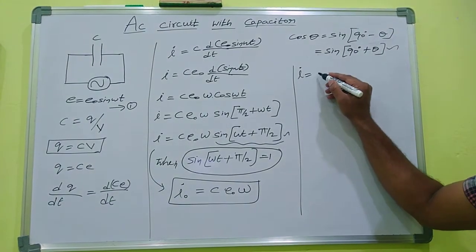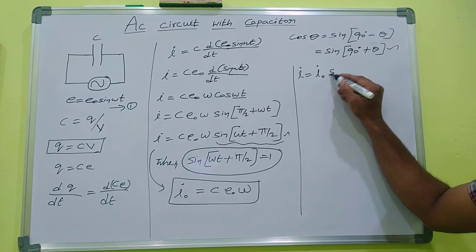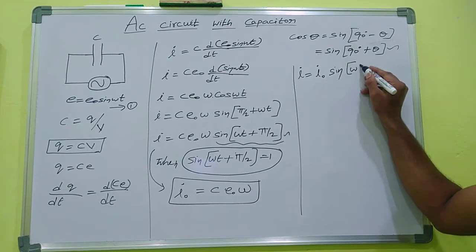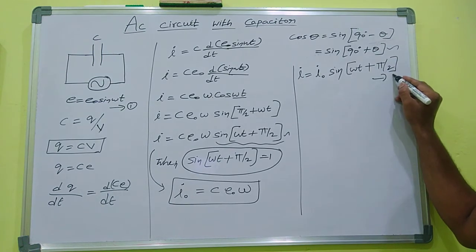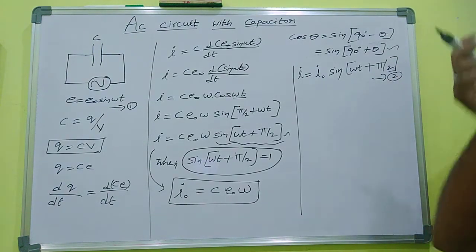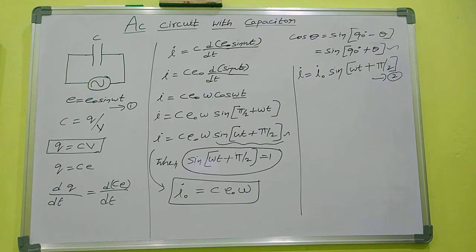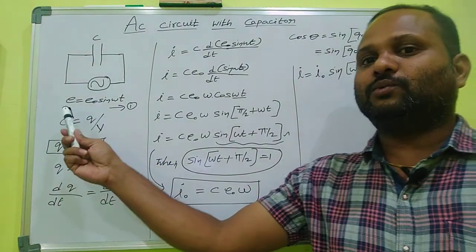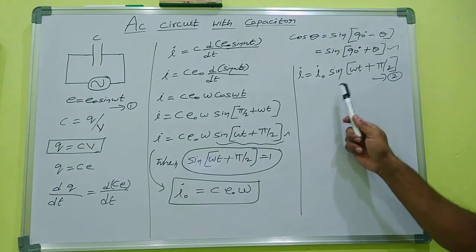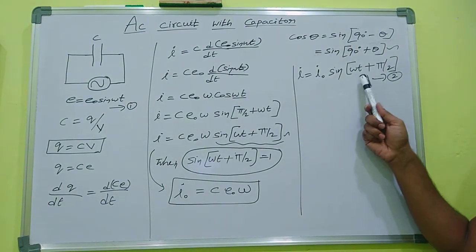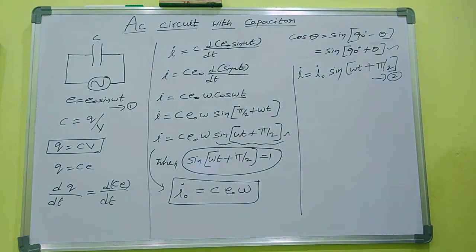I is equal to I naught sin omega t plus pi by 2. This is taken as equation number 2. Compare equation 1 and equation 2. In equation 1, E is equal to E naught sin omega t. In equation number 2, I is equal to I naught sin omega t plus pi by 2.